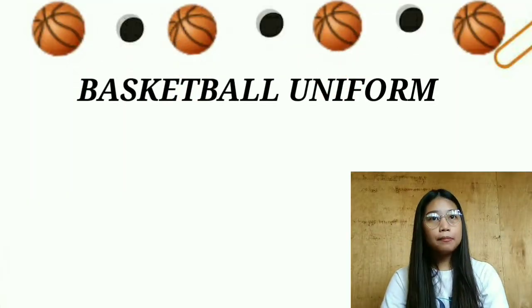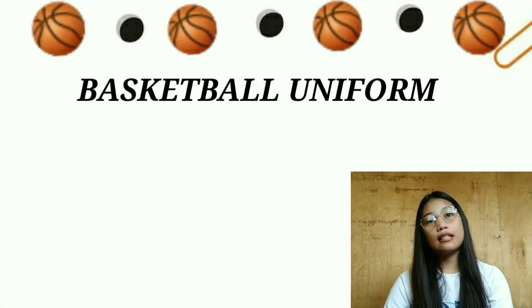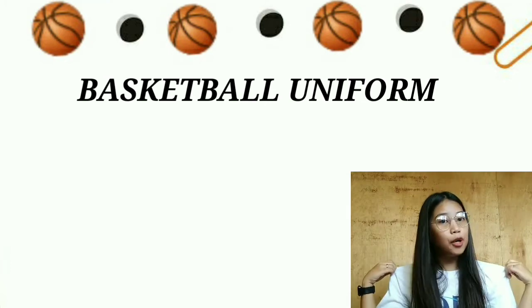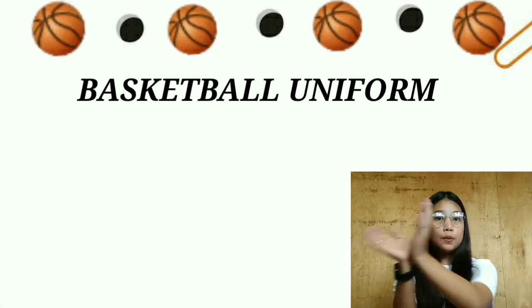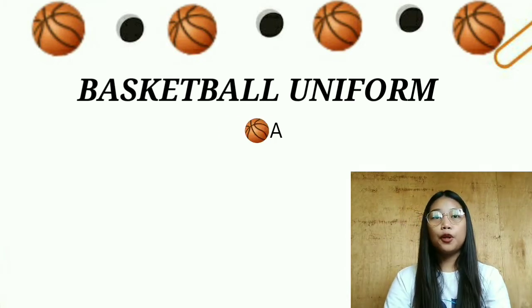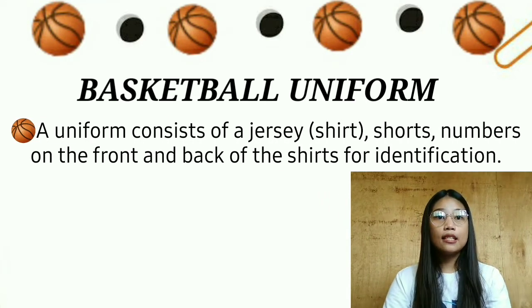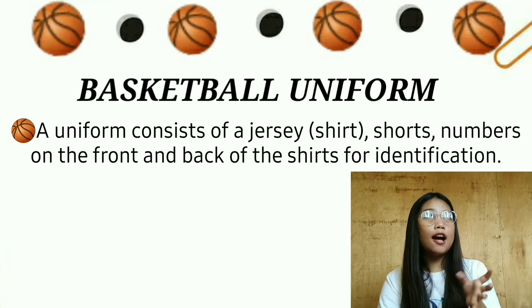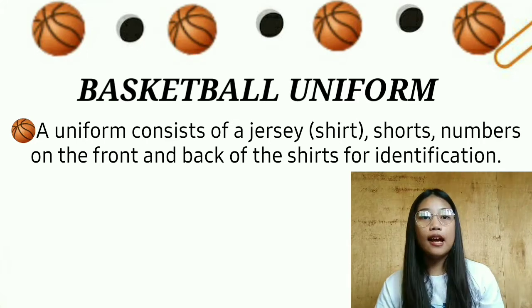The second one is the basketball uniform. When playing basketball, the most important requirement for a team is to have a basketball uniform because this helps to differentiate teams from one another. If they are wearing the same uniform or t-shirt, they can easily identify which team they belong to, which players they need to pass the ball to. The basketball uniform is composed of a jersey or a t-shirt and shorts, which has a number on the front and back part of the t-shirt for easy identification.